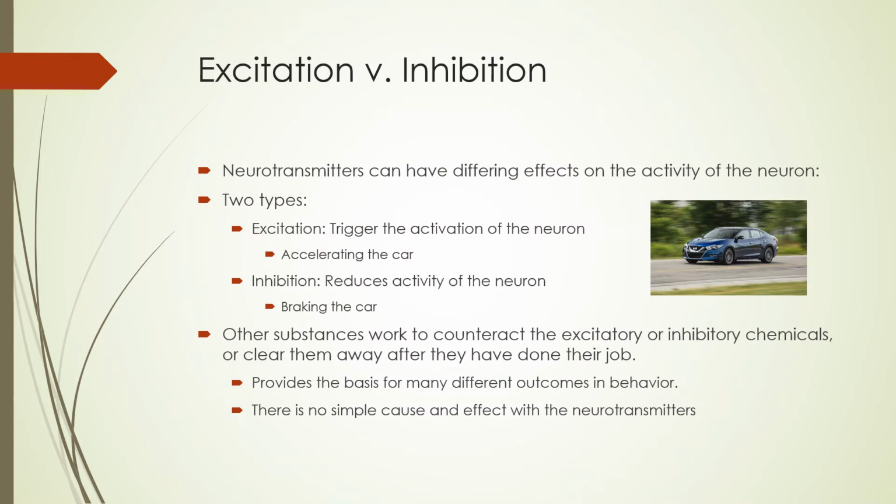So there are a few different effects that neurotransmitters can have. The first are excitation and inhibition. So as it says there, excitation is the trigger; they trigger the activation of the neuron. They sort of accelerate the car. And then inhibition tells the neuron to stop sending the message or reduces the activity of the neuron.